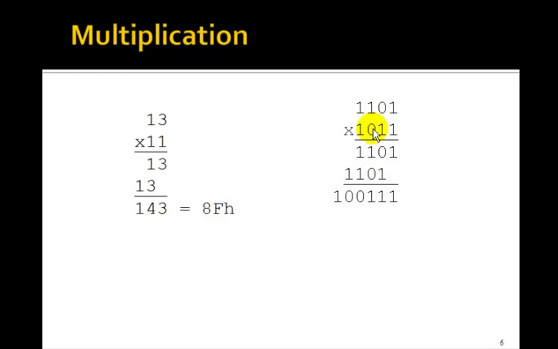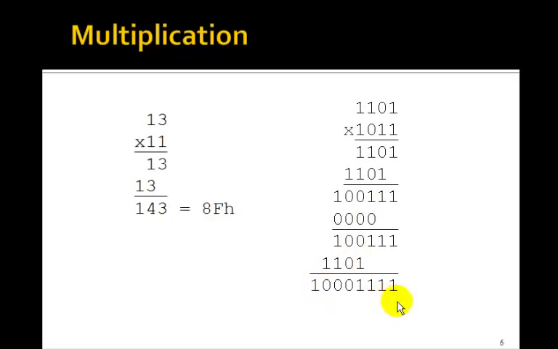Now we have the 0. Well, the 0 is just going to be 0 shifted over. So we add it, we get this. Finally, we're going to have 1 times 1101, and that'll be shifted over again. And we do the final addition, and we get 8F, which is the correct answer.